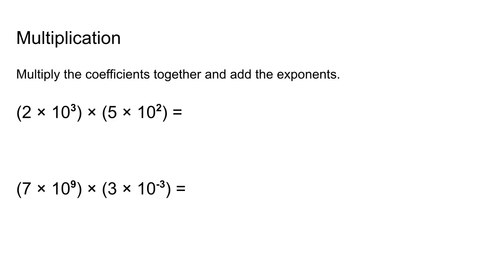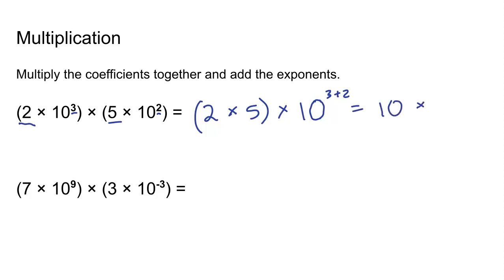So start by multiplying the coefficients together, which are 2 and 5. So that gives you 2 times 5. And then we need to add the exponents, which are 3 and 2. So that gives you times 10 to the 3 plus 2 power. And when you're multiplying numbers, the exponents do not have to be the same. They can be different. So that gives you 2 times 5 is 10 times 10 to the 3 plus 2 is 5. That gives you 10 times 10 to the 5th.